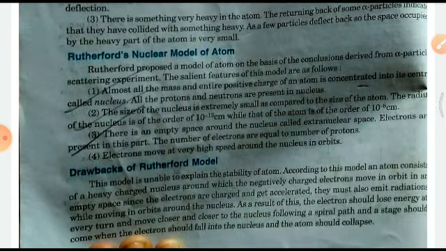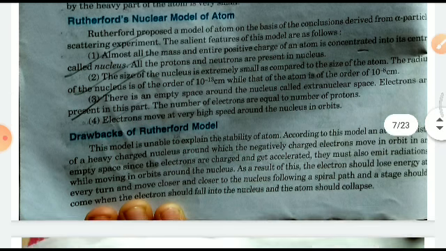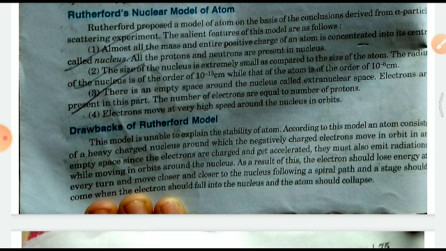Rutherford proposed a model of the atom on the basis of conclusions derived from the alpha particle scattering experiment. He said almost all the mass and the entire positive charge of an atom is concentrated in its center, called the nucleus. The size of the nucleus is extremely small compared to the size of the atom, and there are empty spaces around the nucleus called extranuclear spaces. Now it had some drawbacks also.